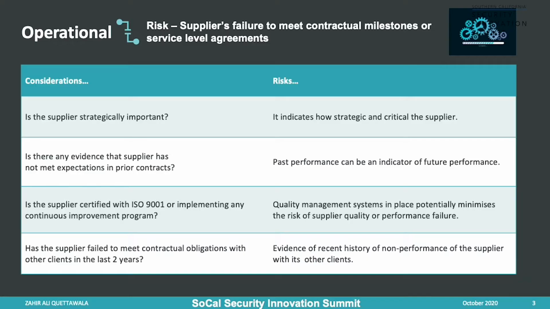And the last point is: has the supplier failed to meet contractual obligations in the last 2 years with other clients? We can request any kind of performance report from the supplier, or maybe there's a publicly available performance report, which could help us understand if anything significant has happened in the last 2 years. We should consider that before engaging the supplier, at least in this area of risk. We should ask for referees and everything.